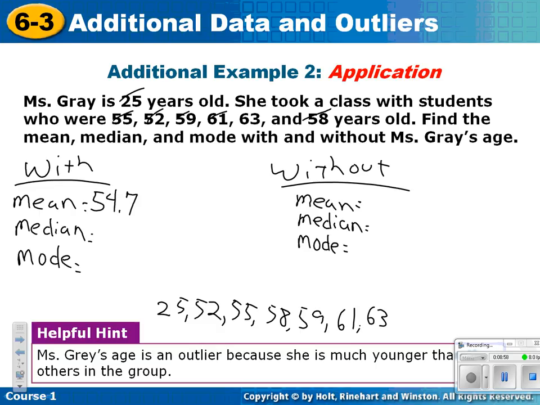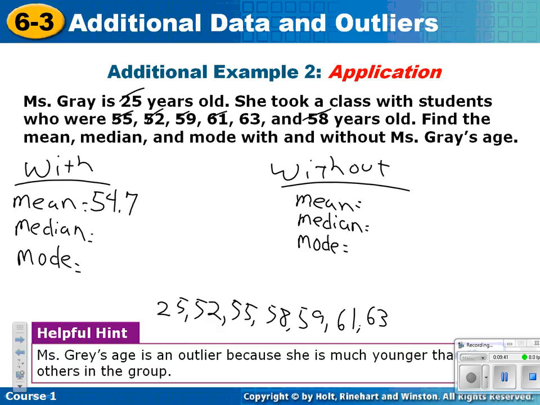$54.7. That doesn't seem right. You added all of these up, all of them, and divided by what? 7? All right. What? Then you divide by 6. Yeah. No, something's not right. All right, so. Yeah, go ahead. Try. Please.